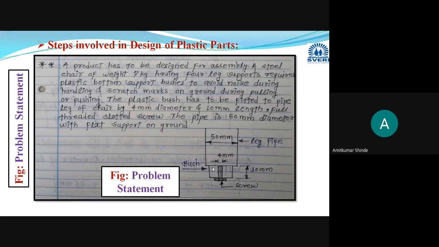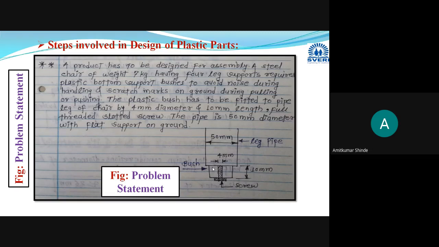Then you have to calculate how much load will act on a single bush. As four legs are there, we are going to provide four bushes, and you have to calculate here how much load will act on a single bush. Okay, and some considerations you have to do, and that will be your second stage.